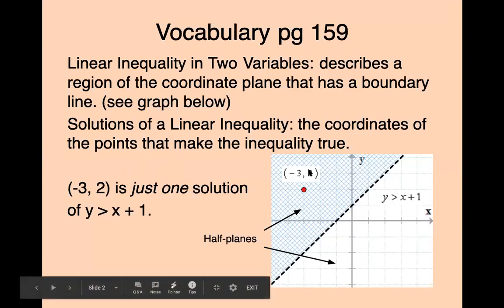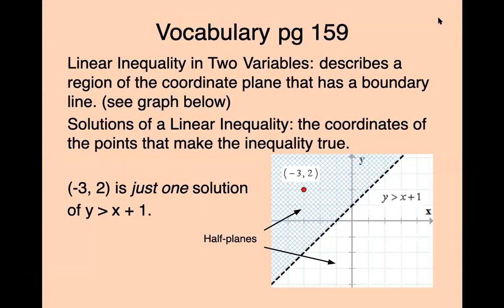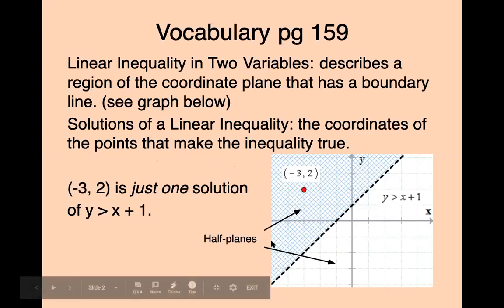All right, welcome back. So we have a linear inequality in two variables. It describes a region of the coordinate plane that has a boundary line. See the graph below. Solutions of a linear inequality are the coordinates of the points that make the inequality true. So if you look, this has divided the region into two half planes. I have a shaded side and a non-shaded side, and this dotted line.